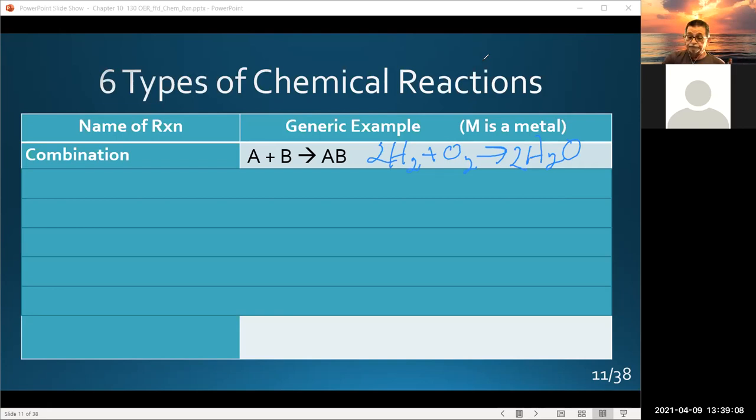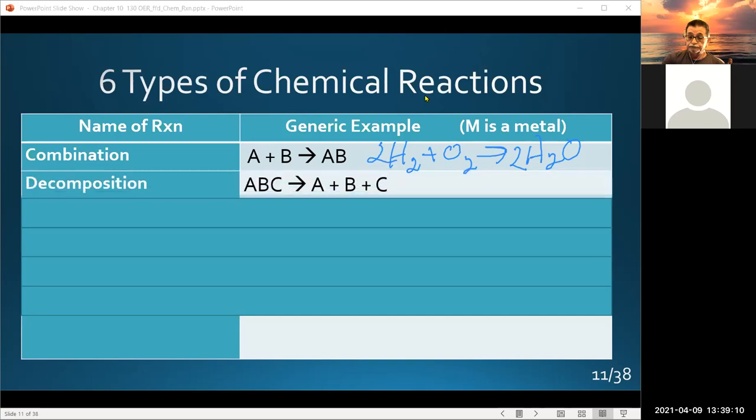Decomposition reaction. Okay, we have a compound that is broken down to the elements. And a classic example of that is water again. If you take water and you hit it with some electricity, put a charge through it, you would break that water down to produce hydrogen and oxygen. Okay?